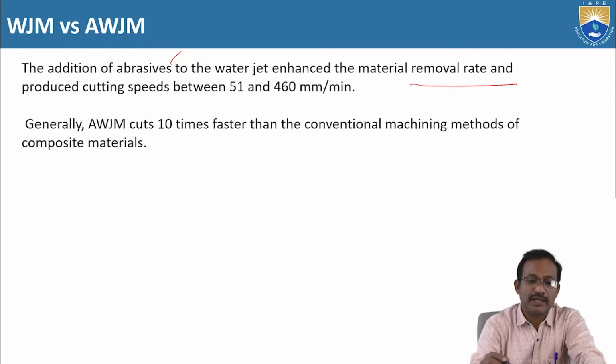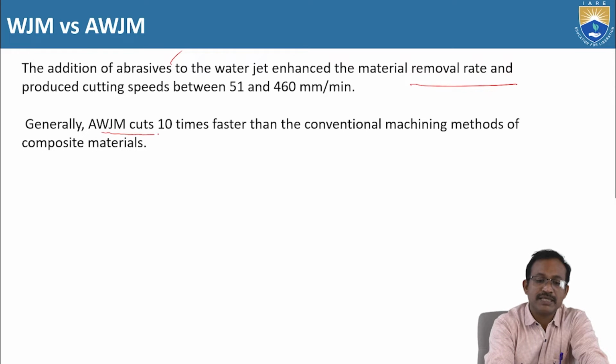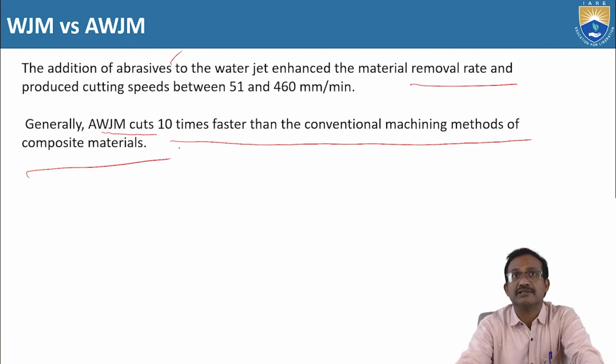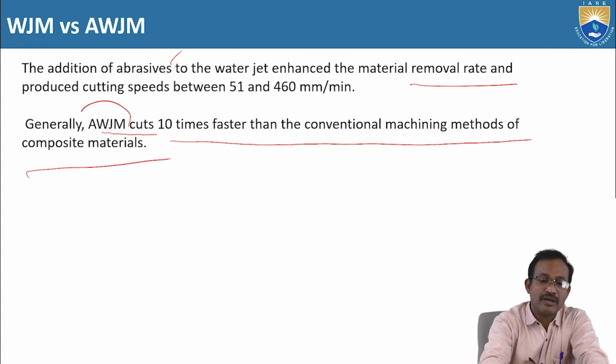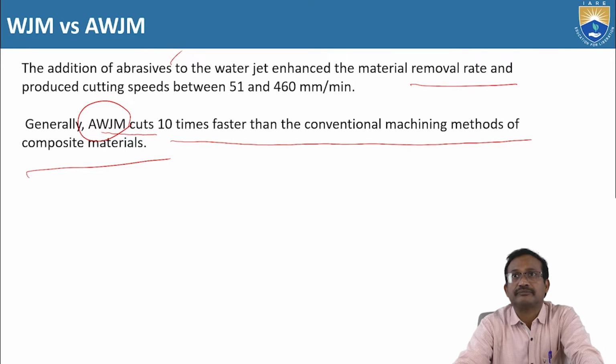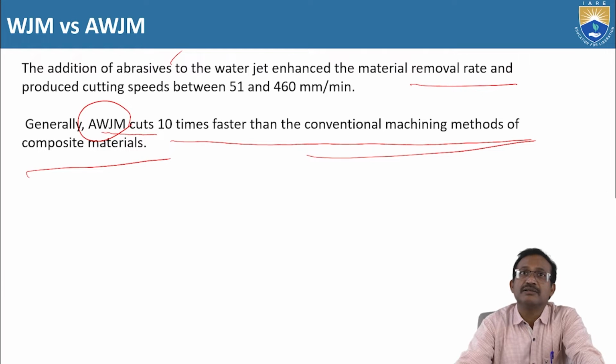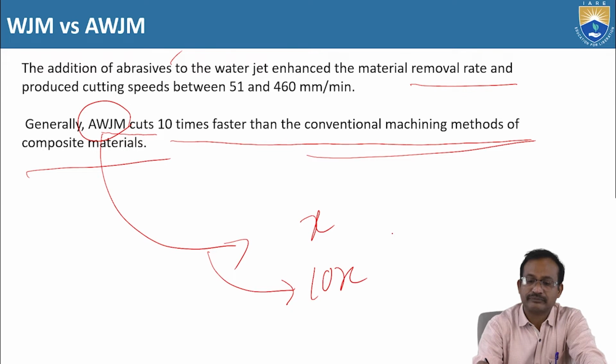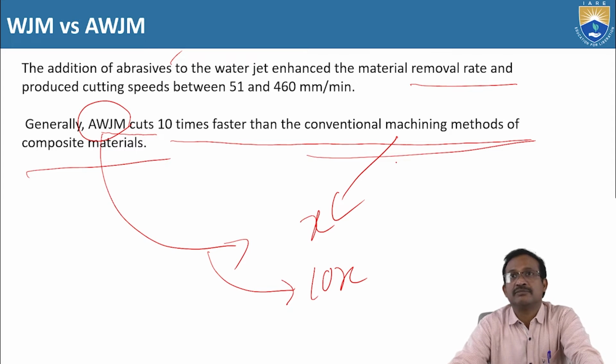Generally, abrasive water jet machining cuts composite materials 10 times faster than conventional machining methods. This is the specialty of abrasive water jet machining. With conventional machining methods we get some x times speed, and with abrasive water jet machining it will be 10x times.